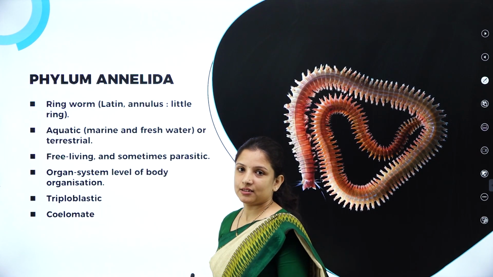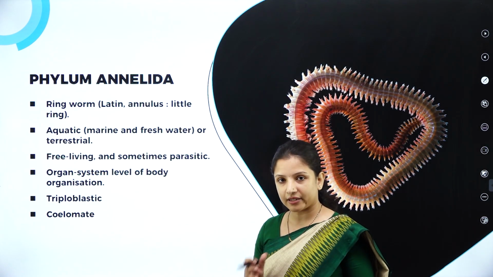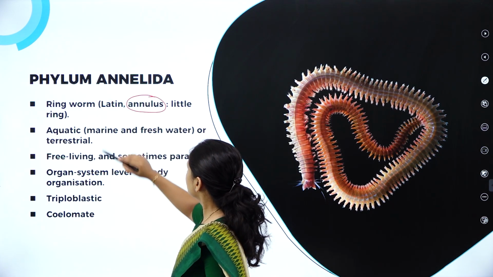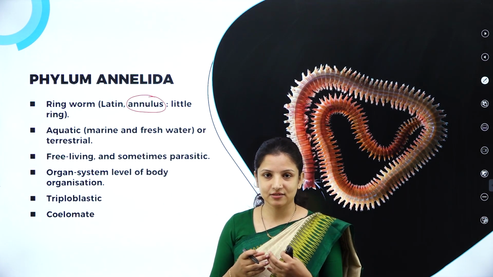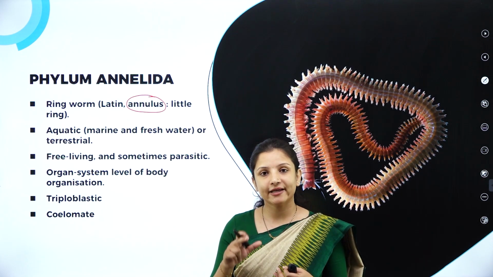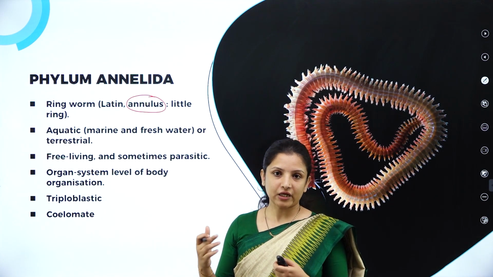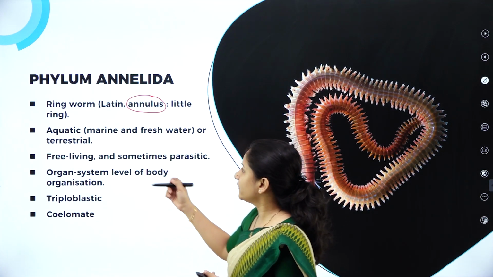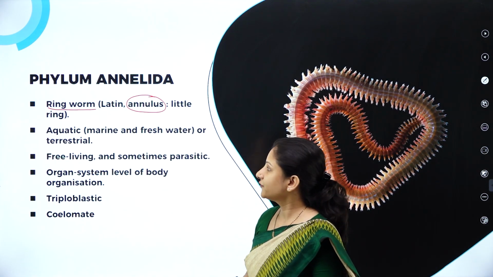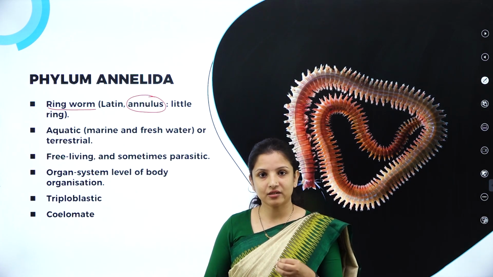So annelids, the name says annelids, wherein annulus means little ring. It is a Latin word, that is annulus. Why it is called annelids is because if you look at the body, they are segmented, wherein the segments look as if they are small rings on the body of that organism. So they have given the name ringworm also to these organisms. For example, earthworm. Earthworm is one of the best examples that we can take for annelids.